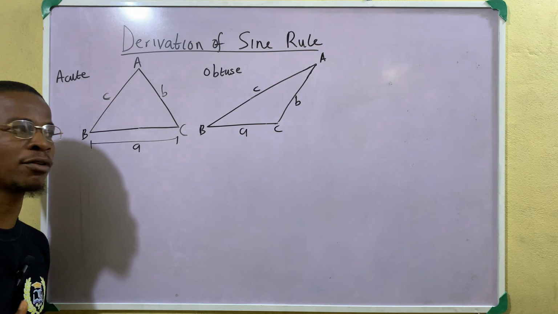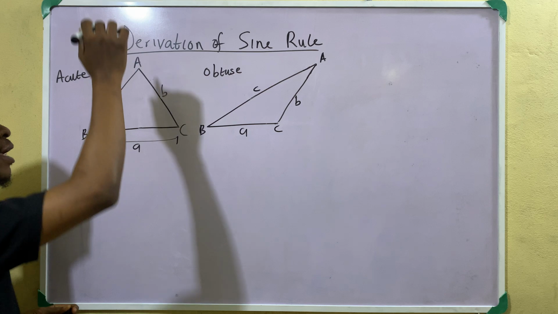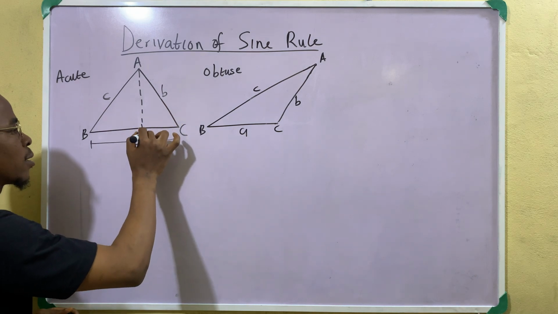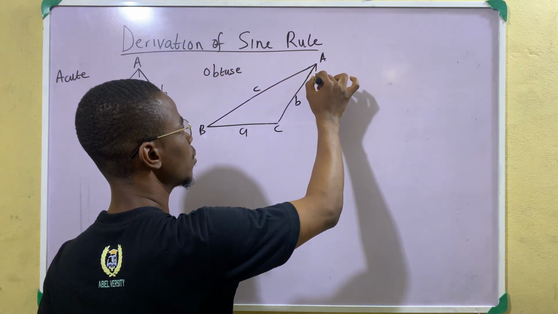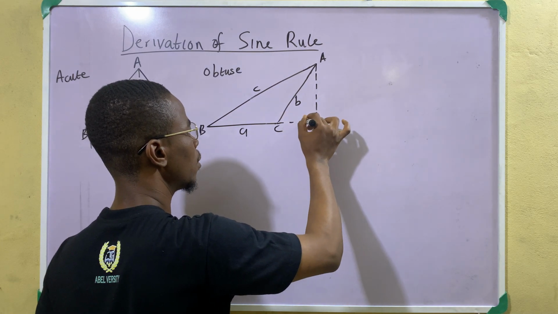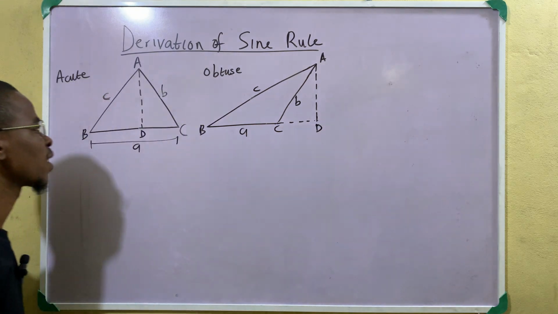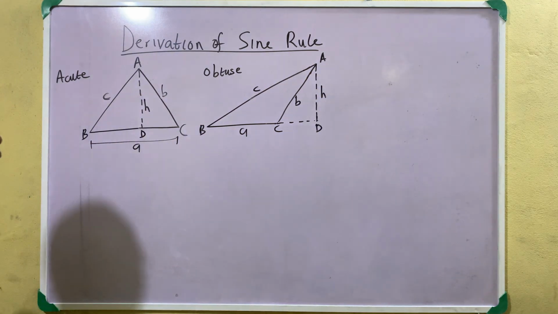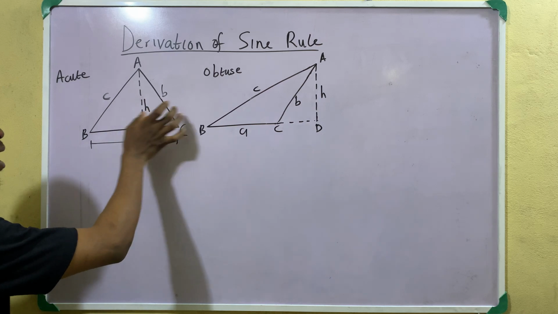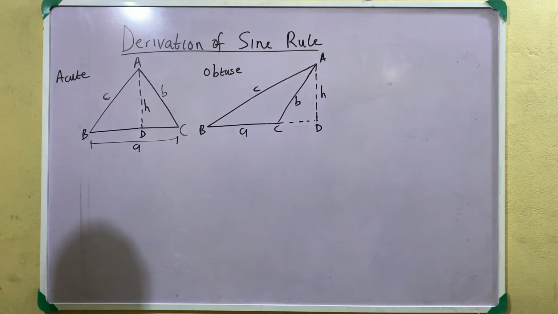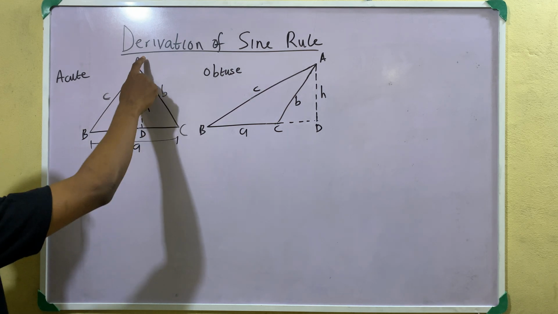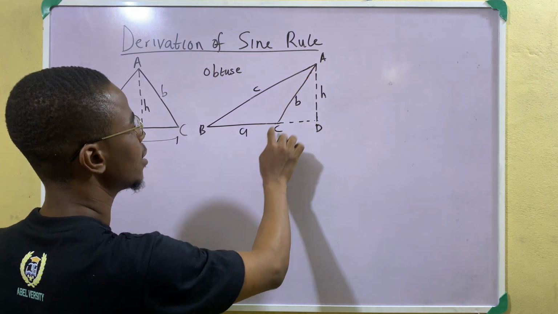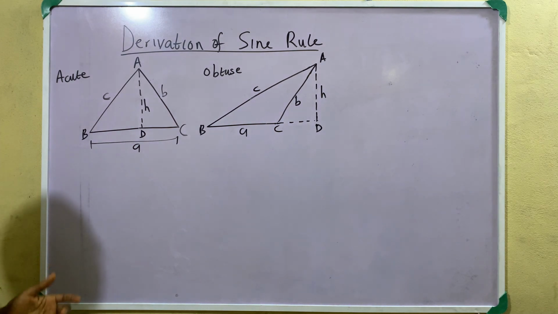Once we've done that, all we have to do next is to draw a perpendicular line from A down. We have this, and we can call this place D. Same thing here, perpendicular line down. I call this D. And then this perpendicular line can be labeled with h for height. Now, if you observe, we have two triangles inside these obtuse and acute triangles: ABD and ACD. Same thing here, ABD and ACD. So with that, we can start our derivation.